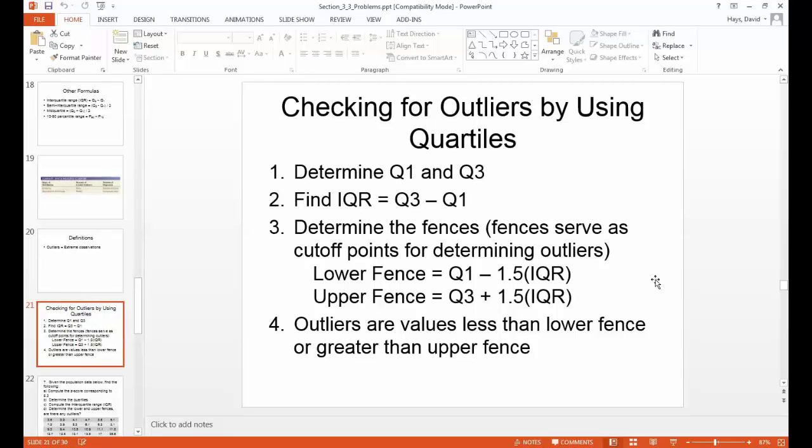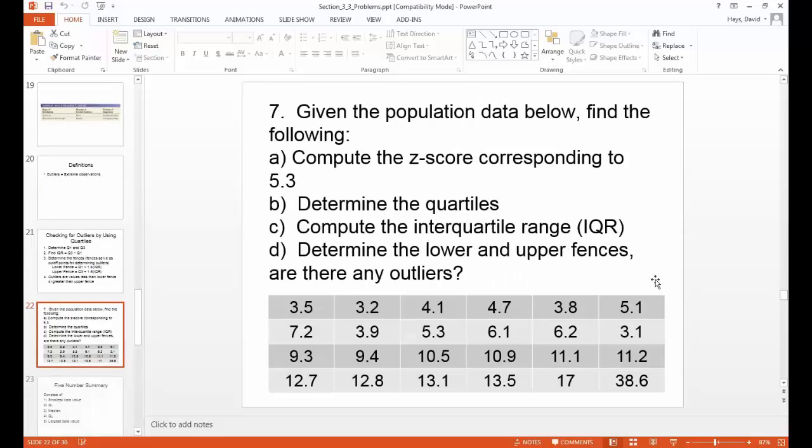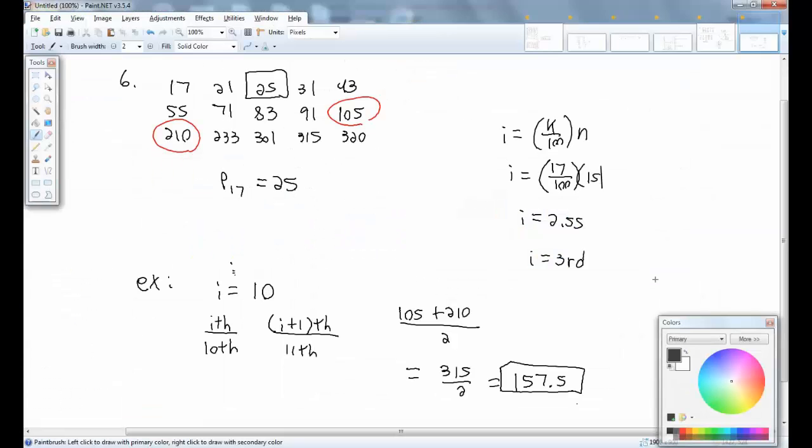Okay, so this is how we're going to check for outliers by using quartiles, and I'll come back to this. Okay, let's work this problem, and I probably should start a new page.